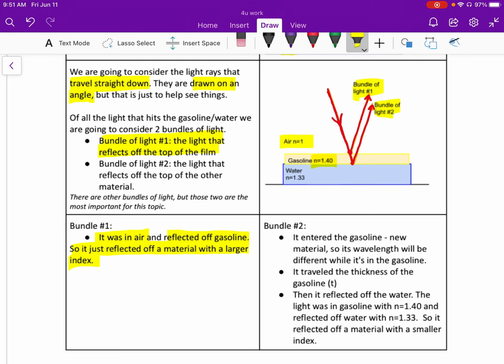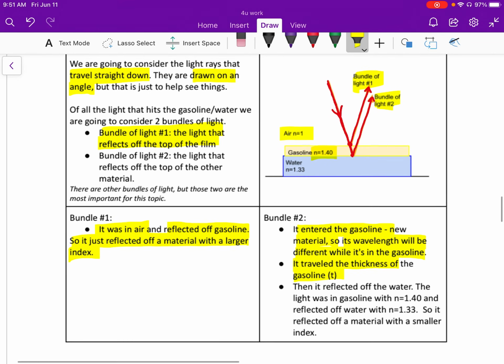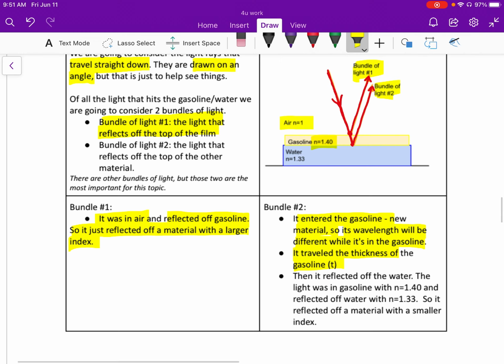Bundle of light number 2, it punched through and entered the gasoline. Since it entered the gasoline, it has a different index. That means its wavelength, what we talked about before, different material, different wavelength. Its wavelength will be a little bit shorter. We'll deal with that later. It traveled down through the thickness of the gasoline, and then it reflected off the water. It was in gasoline, which has an index of 1.4, and it reflected off of water, which has an index of 1.33. So it reflected off a material with a smaller index.